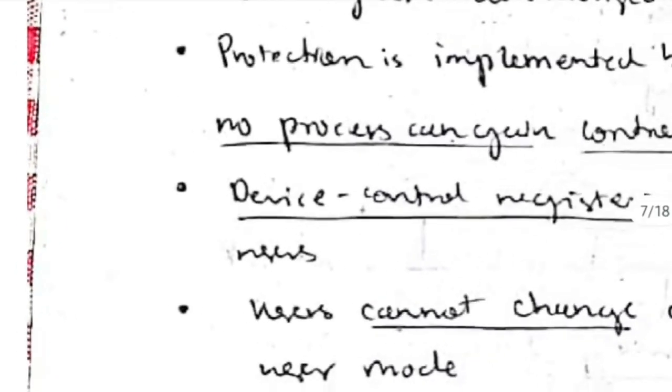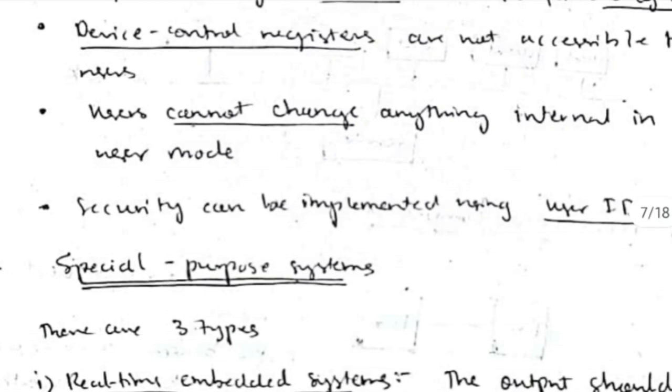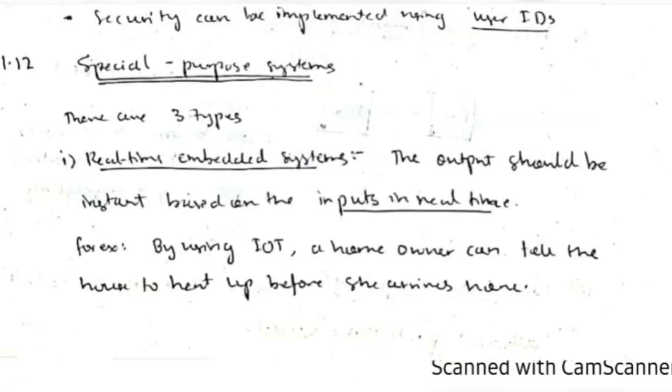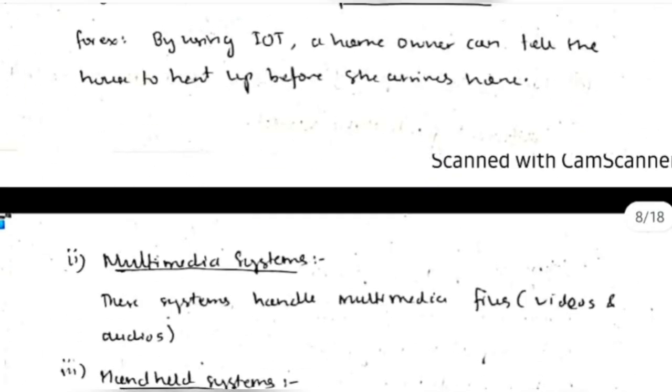So to avoid that, what we can use is user IDs. By using the user ID, we can restrict the unauthorized access of the data. Okay, so special purpose systems, there are three types. First one is real time embedded system. So what's a real time embedded system? In this, we'll be getting the output based on the inputs in real time. Okay, so we'll be using sensors also. So by using a sensor, we can set the temperature at home before coming home. Okay, so that's an application of a real time embedded system.